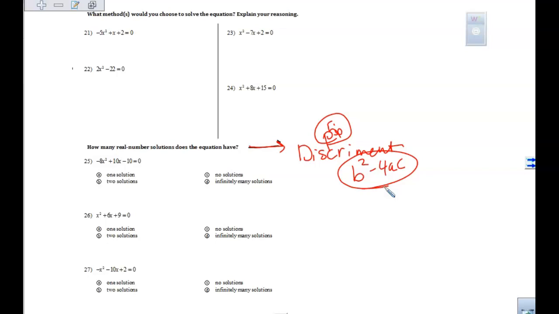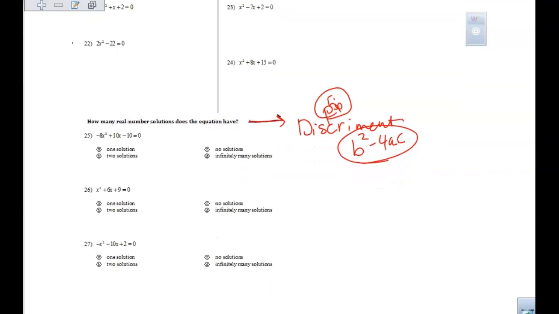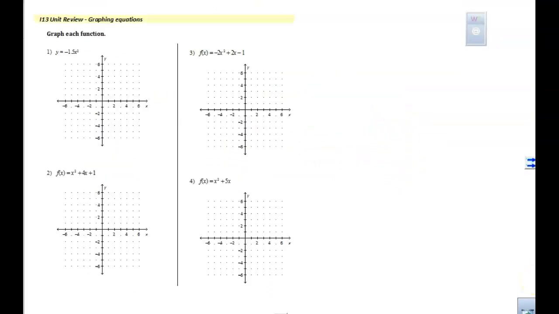I'm going to do something similar on the test. I'm just going to say how many solutions. You're going to look at your discriminant as you are looking at that. So that's what you're doing on those bottom three questions. As you look at the top of the next page, you're doing graphs.